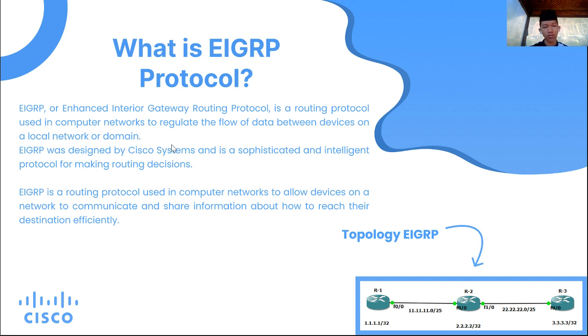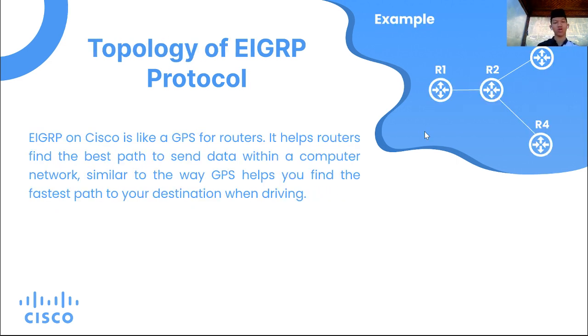This protocol is used in computer networks to allow devices on a network to communicate and share information about how to reach their destination efficiently. Maybe this is the topology from EIGRP. There are 3 routers and IP address, IP loopback, and other. So next, the topology of EIGRP protocol.